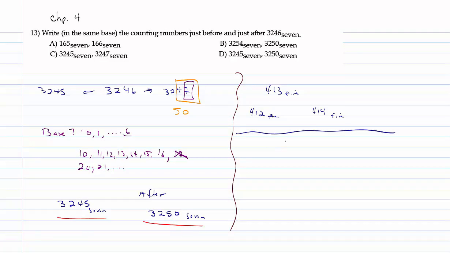Now what happens if I reverse them? So let's take the number 314 in base 5. So now the number beforehand is 313 base 5, and after would be 315 base 5. But again, I've got this issue because I cannot have a 5 in base 5. So I'm going to take 15 and replace it with 20. So my number afterwards is going to be 320 in base 5. So before and then after.